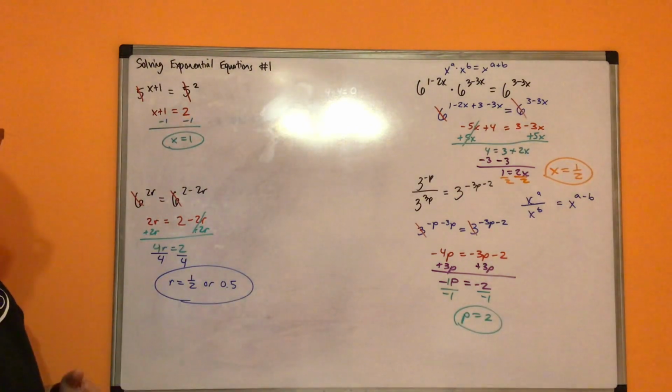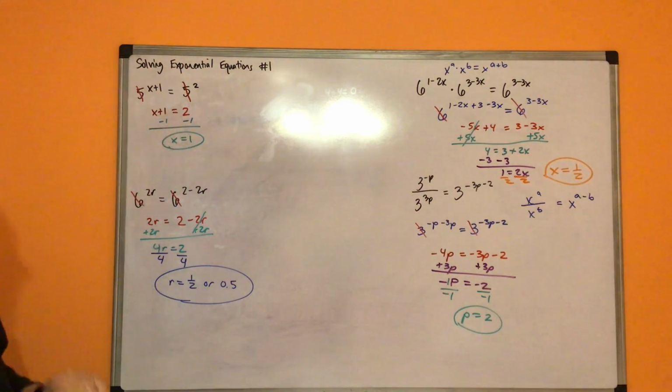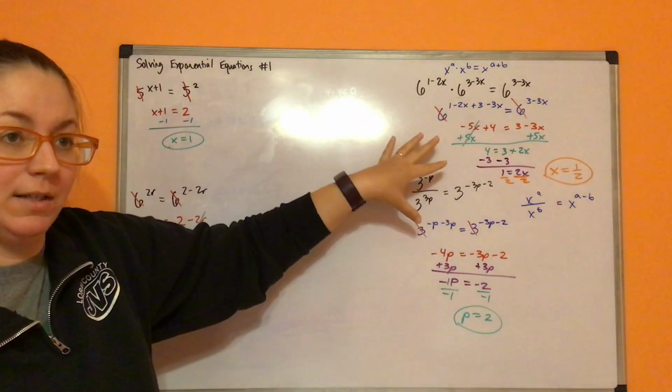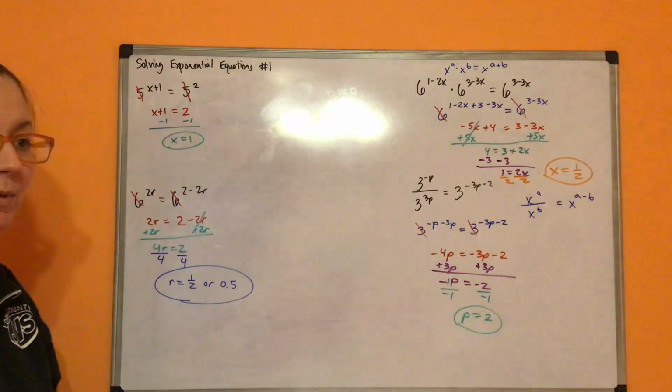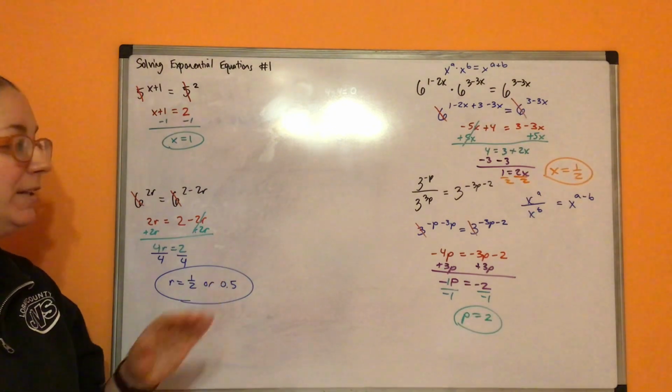So when we're solving exponential equations, if we have the same base on both sides, we can cancel those bases. We may sometimes need to use product rule or quotient rule to simplify things a little bit first, and then cancel those bases. We'll look at some more complicated exponential equations in the future, but that's it for this lesson.